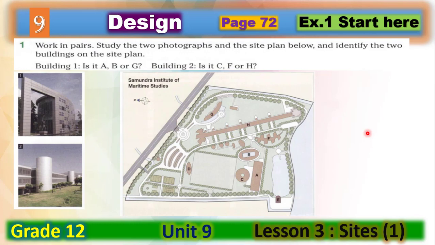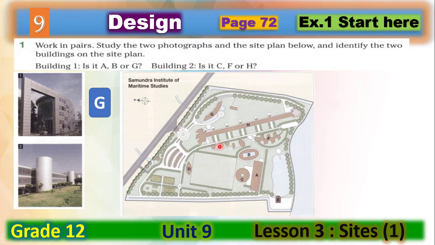Welcome back, my dear students. Now let's check your answers. Building 1, the first picture, is it A, B, or C? What do you think? Is it on the map here? Great. Building 1, it's G. A, B, or G? It's G. It's this one.